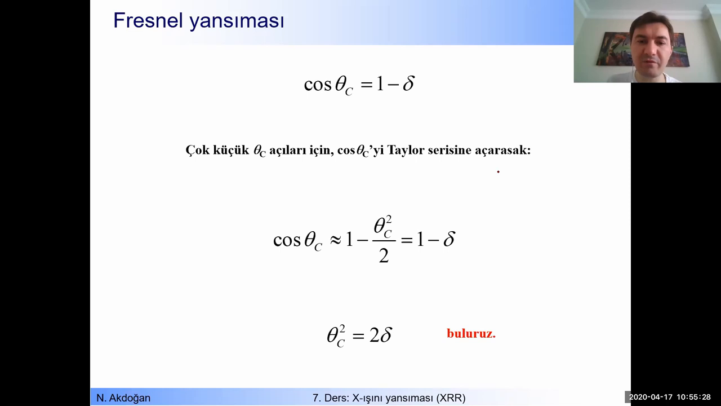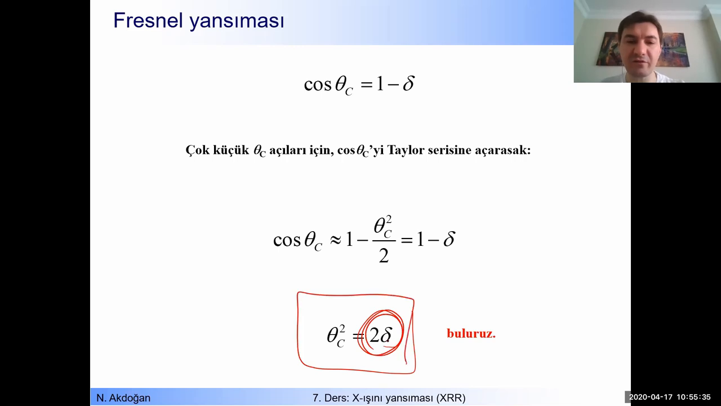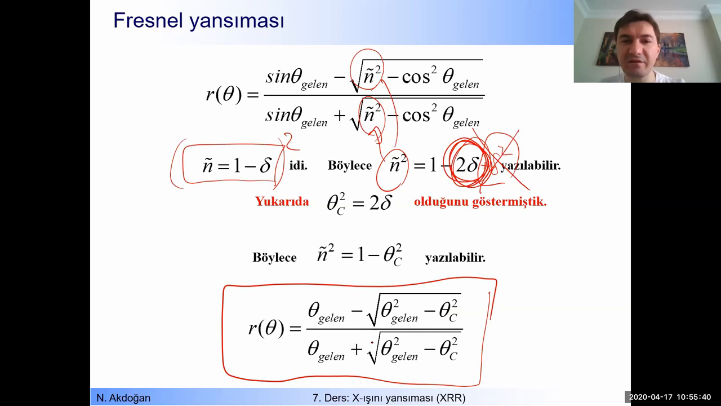Let's have a look at the previous transparencies. For two delta, in the previous transparencies, we have found the relation: two delta is equal to theta critical square. Just instead of two delta, put that one, and then n square will be 1 minus theta critical square. Here we have n square. Instead of n square, just use that expression.